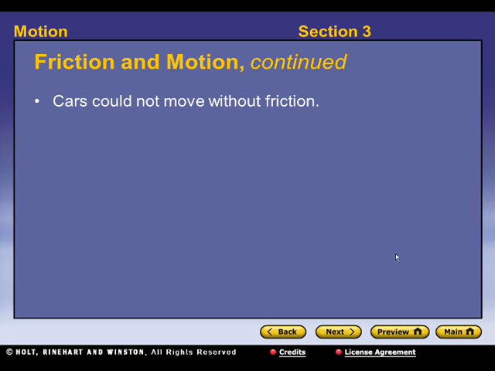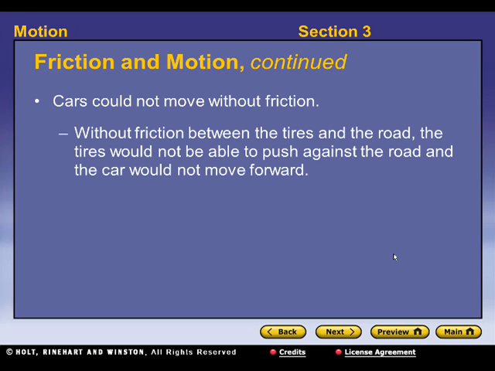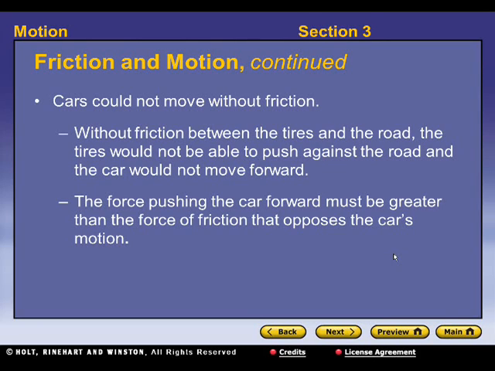Okay, so let's move on here. Cars couldn't move without friction. Your tires are in contact with the road. They are rubber for a reason. It has a better friction coefficient, so they can get traction better on the road. And without friction between the tires and the road, tires wouldn't be able to push against the road and move your car forward.